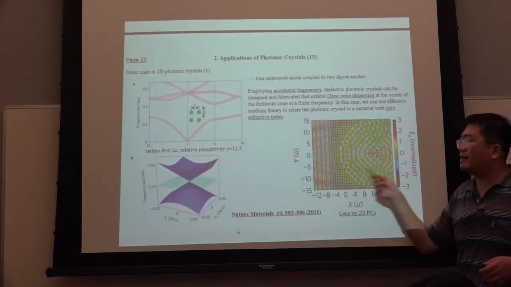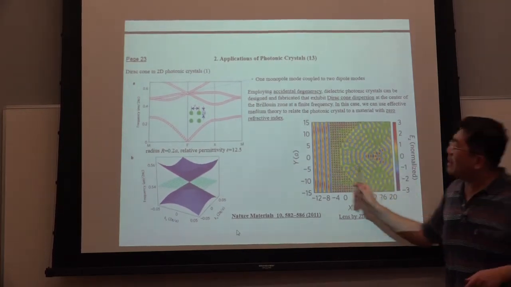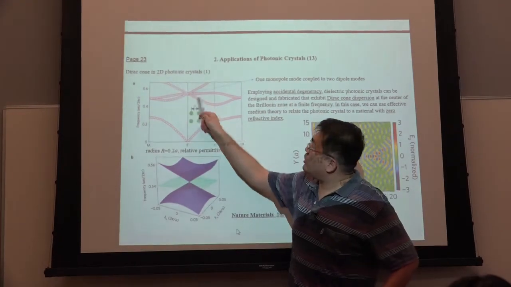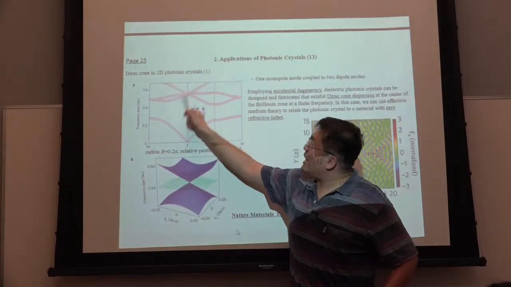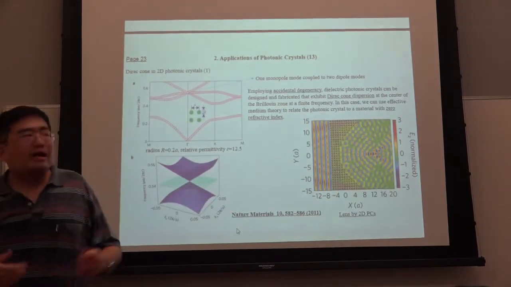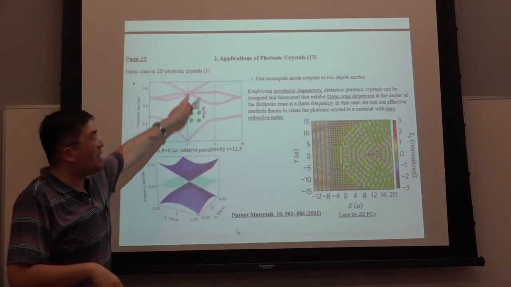They did an experiment to verify. This is the simulation result. So why can they make a zero index metamaterial? Because they work at this point. This point has a degeneracy: they have two dipole modes and one monopole mode. So I used my code, because I asked you to write a code. You can use your code to verify.